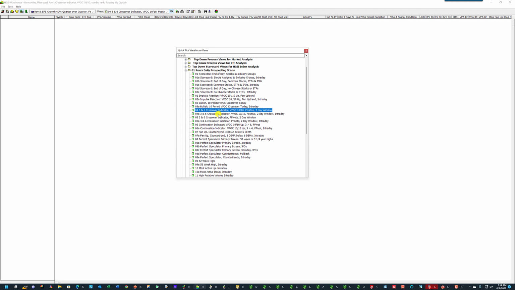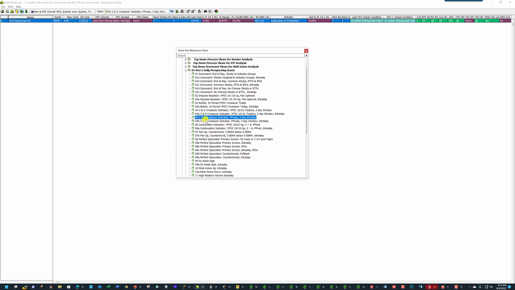This is a 3 and 6 day crossover with a positive volume point of control. There aren't any in this list. Not today, but they all crossed at one point, and that's represented in the columns that I just pointed out to you. Here's one, 3 and 6 crossover, pocket pivot 2-day window.